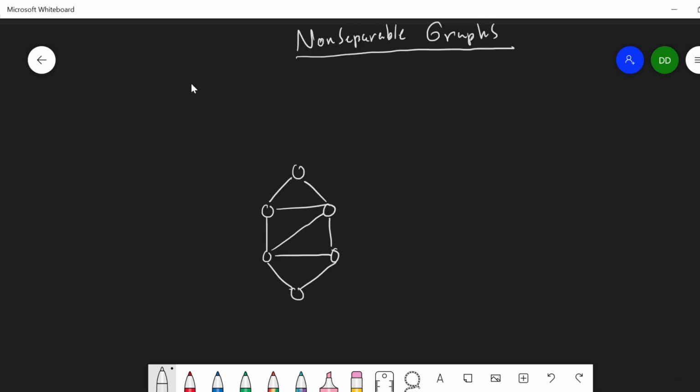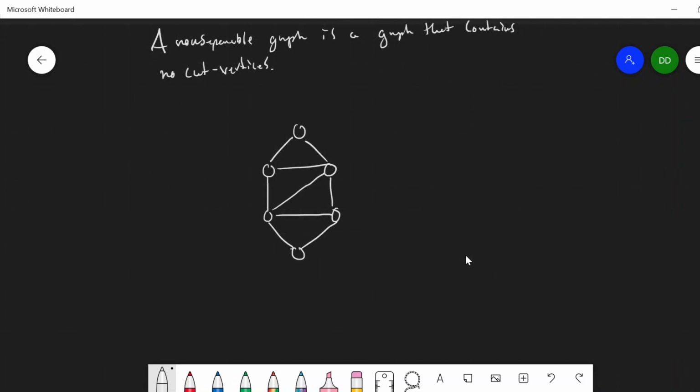So first off, what's a non-separable graph? I think I mentioned this in the last video. A non-separable graph is a graph that contains no cut vertices. Now in the last video, we encountered one of these. That was this graph, I believe we called it H3. We looked at every vertex and saw that the removal of any vertex left a connected graph, and so it was non-separable.